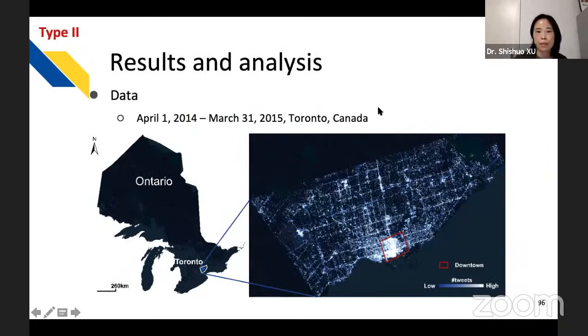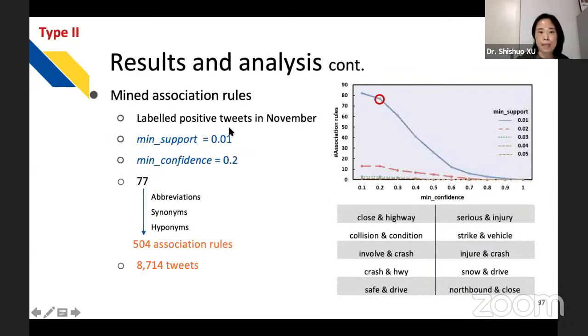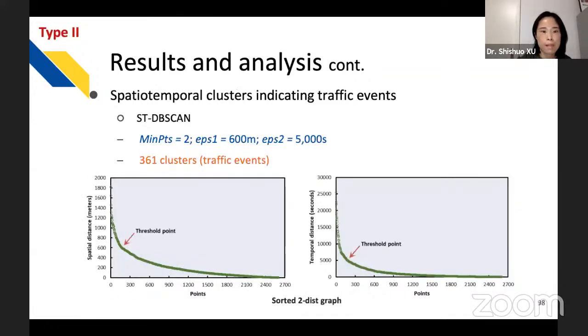Similar to the social event detection, we also used the Twitter data that were collected in Toronto between 2014 and 2015. The association rules between the tweets were mined, and here is the process of determining the thresholds. As a result, a total of 361 clusters were grouped by mining their spatial temporal features, and these clusters were identified as the traffic events.